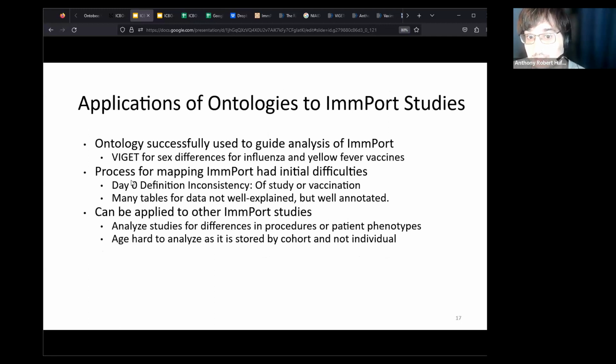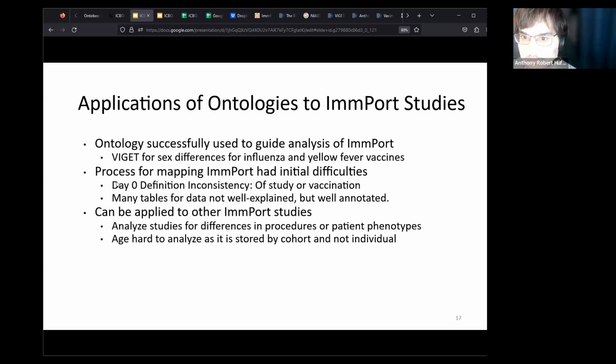Again, the main difficulties we had with this mapping was just making sense of how ImmPort structured the data. The main thing that I remember is a controversy over the definition of day 0, because there were some studies that use the date of vaccine administration as day 0, while other studies use the day of enrollment into a study as day 0. And that has a significant effect if you're trying to look at the actual differential gene expression response, because we assume that our start point was right before you get the vaccine or it has an effect.